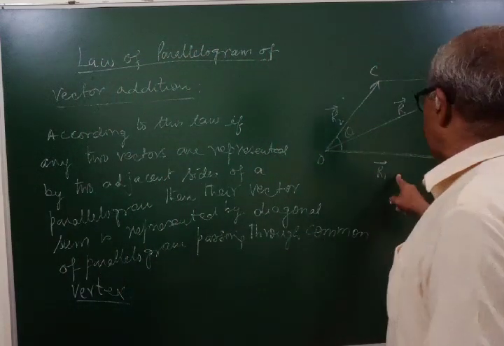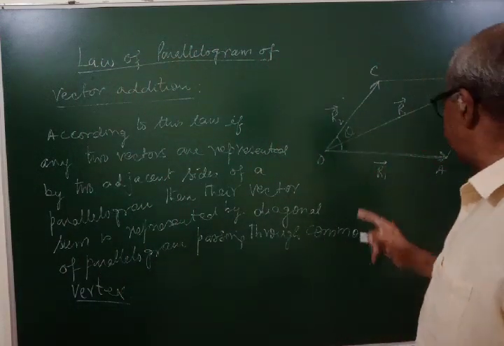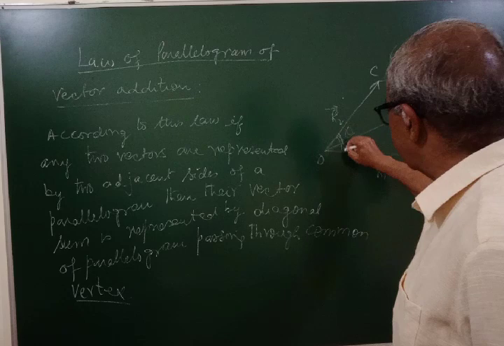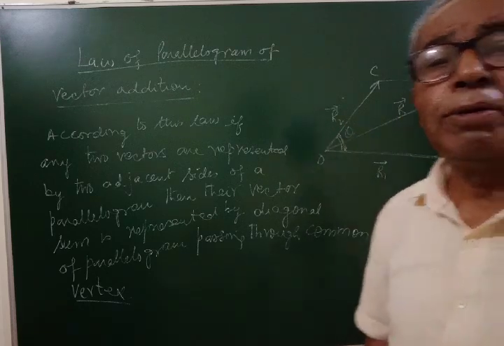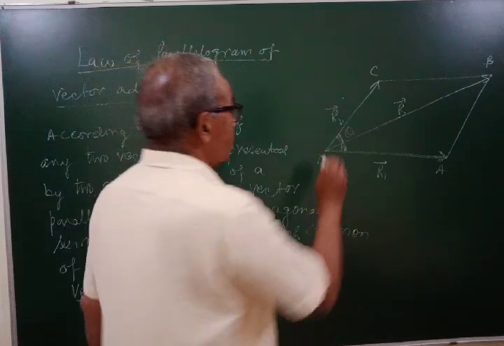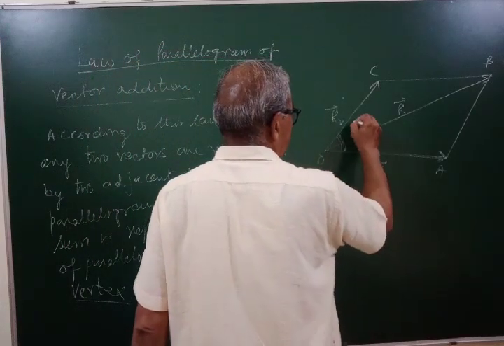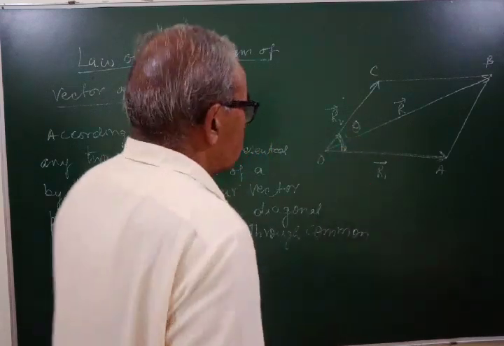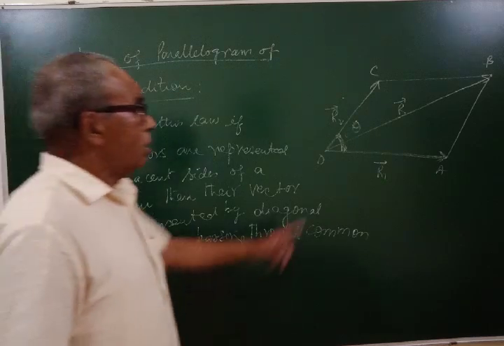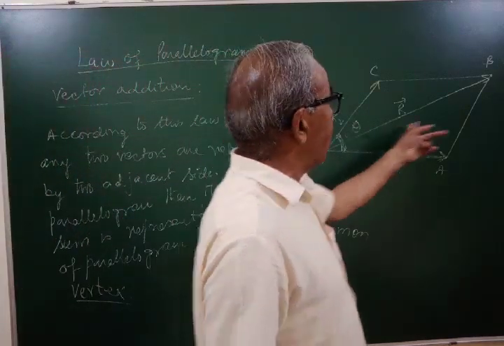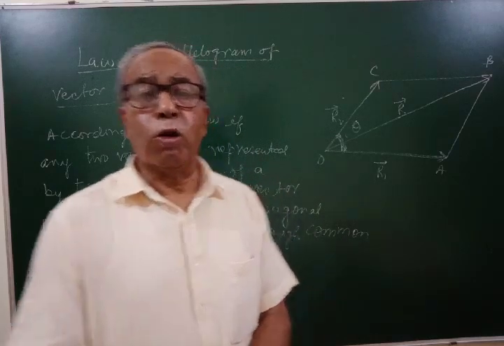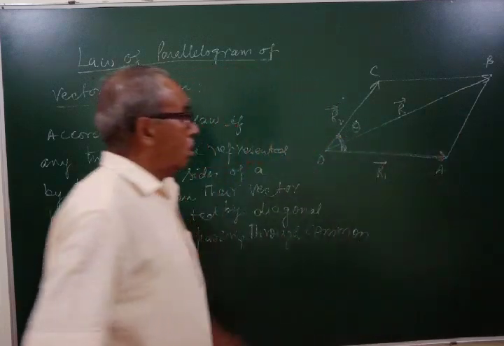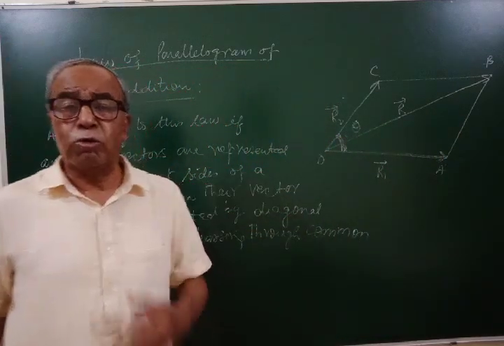This is the parallelogram. Here R1 and R2 are vectors represented by sides OA and OC of the parallelogram. Theta is the angle between their directions. This is theta here. So their vector sum is represented by vector R, which is the diagonal of the parallelogram, not this diagonal, only this one, which is passing through the vertex common to both the sides.